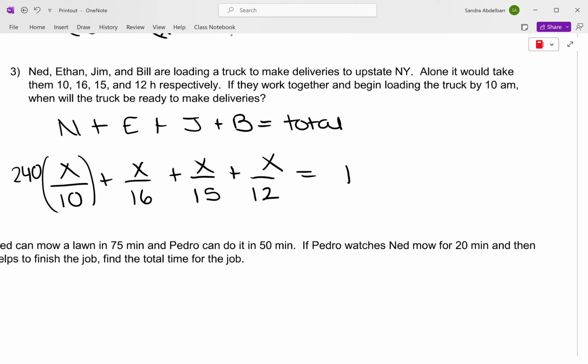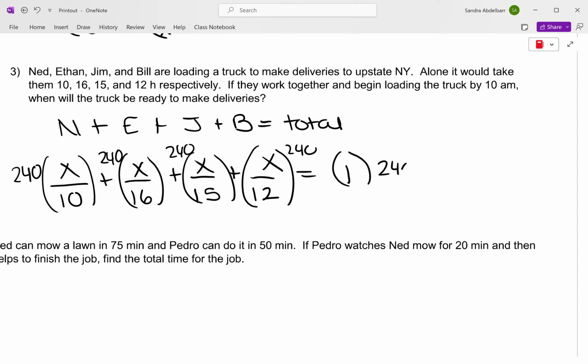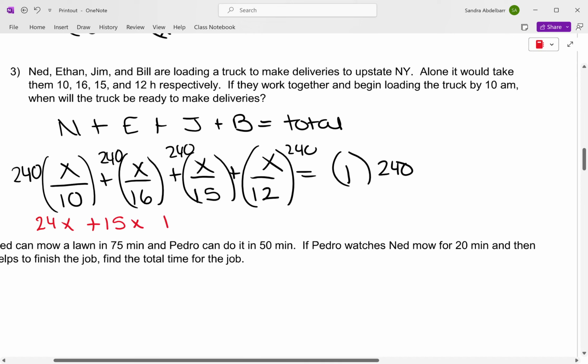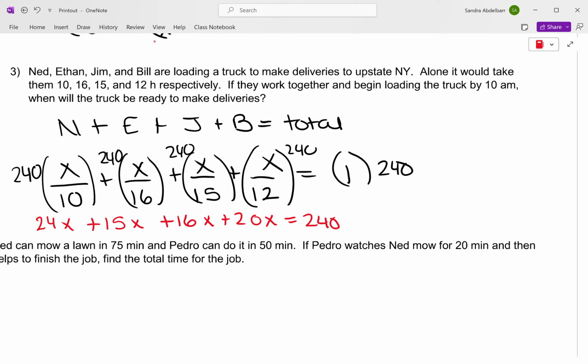All right, I'm going to multiply everything by 240 on both sides. And if we do that, we are going to get 24x plus 15x plus 16x plus 20x equals 240, which brings us to 75x equals 240. So x will equal 3.2 hours.